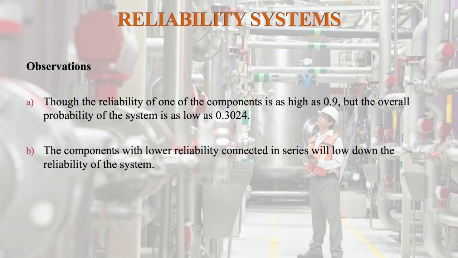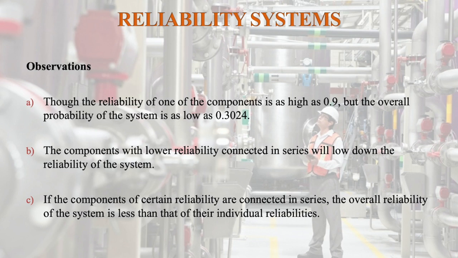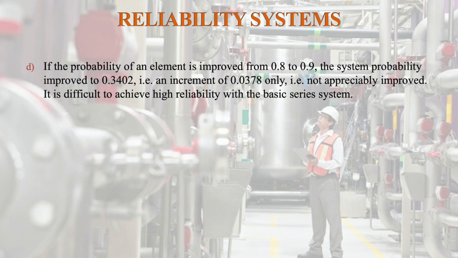The components with lower reliability connected in series will lower the reliability of the system. If components of certain reliabilities are connected in series, the overall reliability of the system is less than their individual reliabilities. If the probability of an element is improved from 0.8 to 0.9, the system probability improves to 0.3402, that is an increment of 0.0378 only, which is not appreciably improved. It is difficult to achieve high reliability with the basic series system.